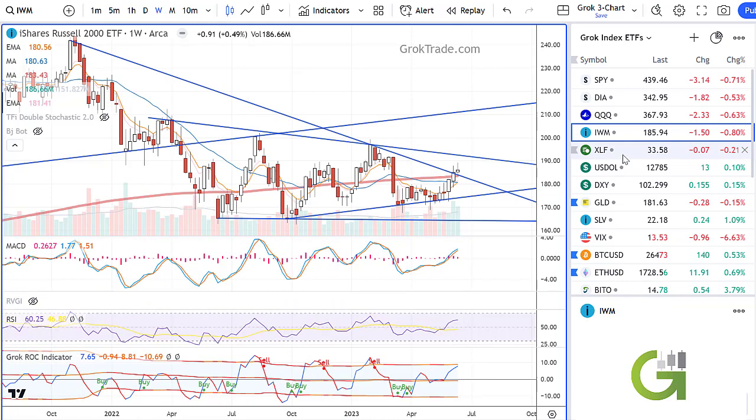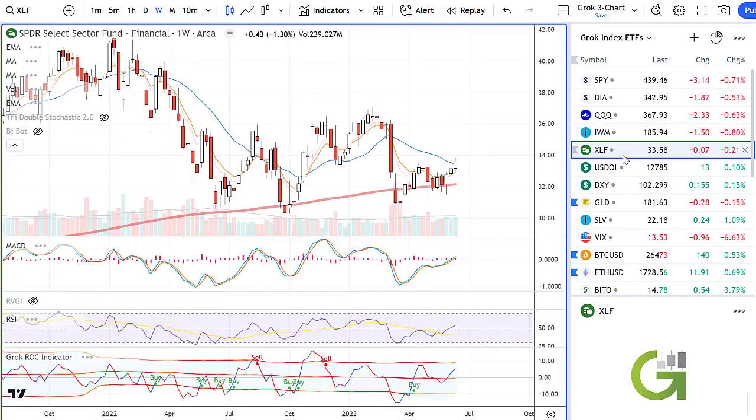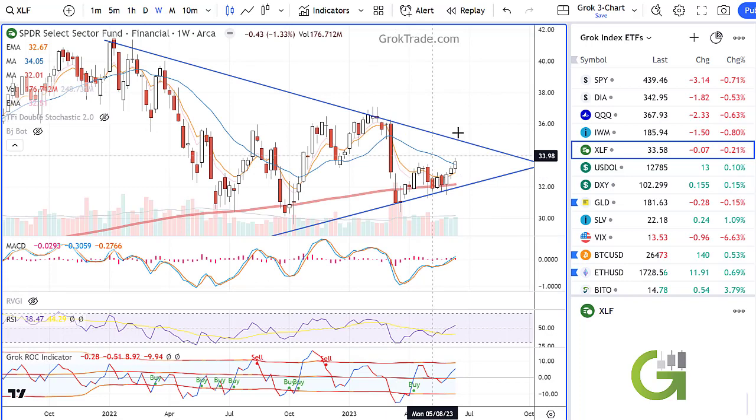Let's take a look at it, weekly chart. And it looks pitiful too. We don't have the big run up like the S&P. We don't have the big run up like the NASDAQ. Instead, we have a drop and a bear flag. Do you guys see it?